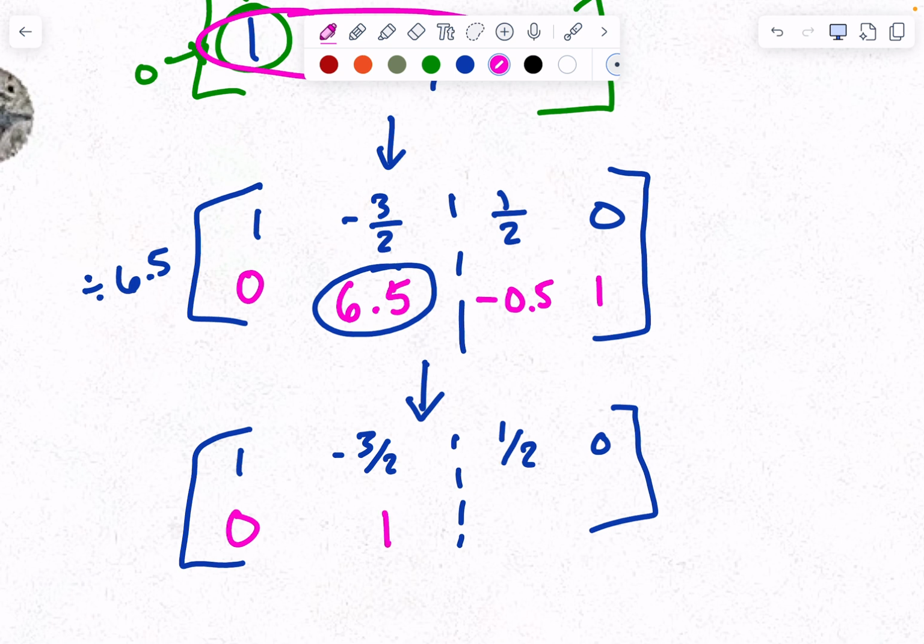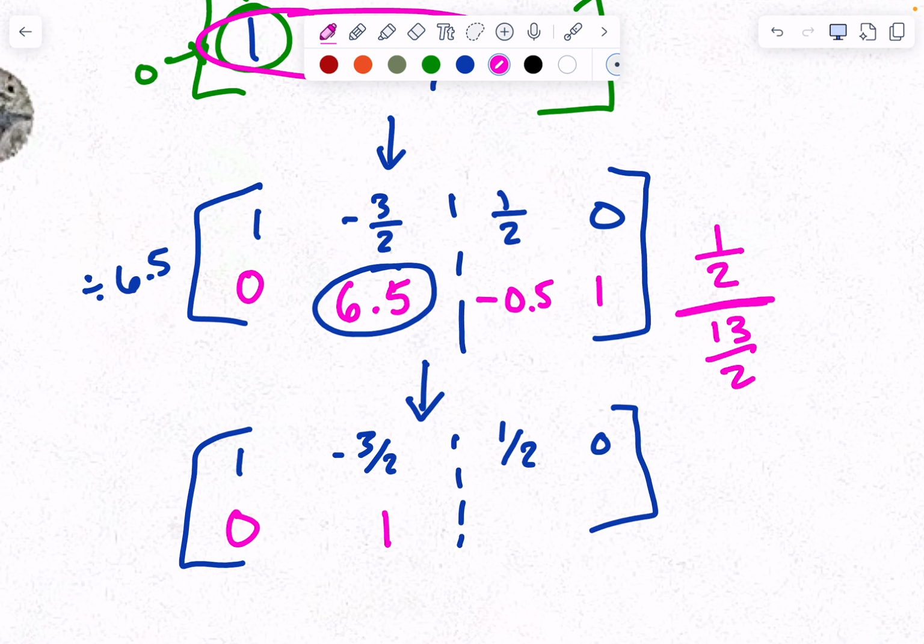What's 0.5 divided by 6.5? Not a pretty number. What is it? -0.0769. You're kidding me. 1/2 divided by 6.5 would be 1 over 13.